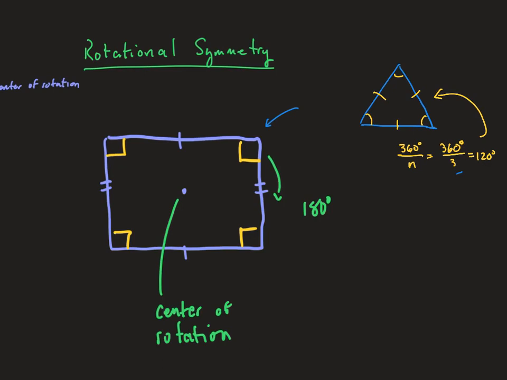So it is going to have an order of 3, and you will see that it will come back and have a mirror image, that rotational symmetry, at 120 degrees, at 240 degrees, and then at 360 degrees. As it rotates, it's going to keep coming back to its rotational symmetry.